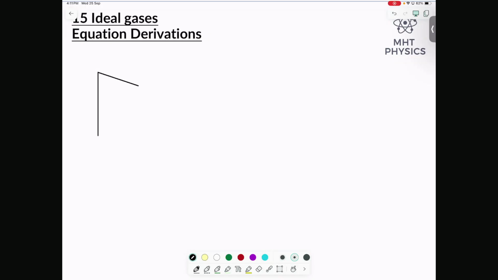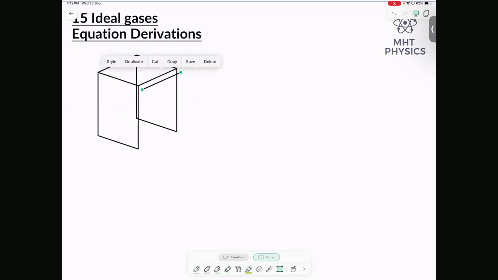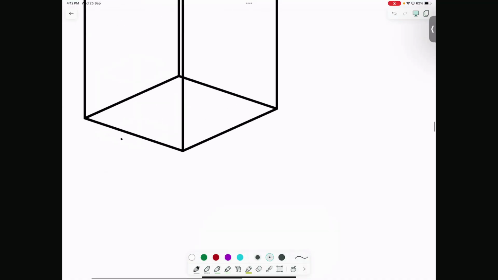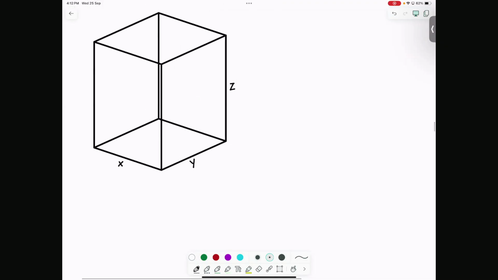Our derivation begins with the criteria we need to set: we are trying to find the pressure exerted by a gas in a closed container, and the closed container has certain dimensions. So this is the container that you have, and the dimensions of the container are x, y, and z. So three dimensions here: x, y, and z, the three sides of this container. Are you clear?